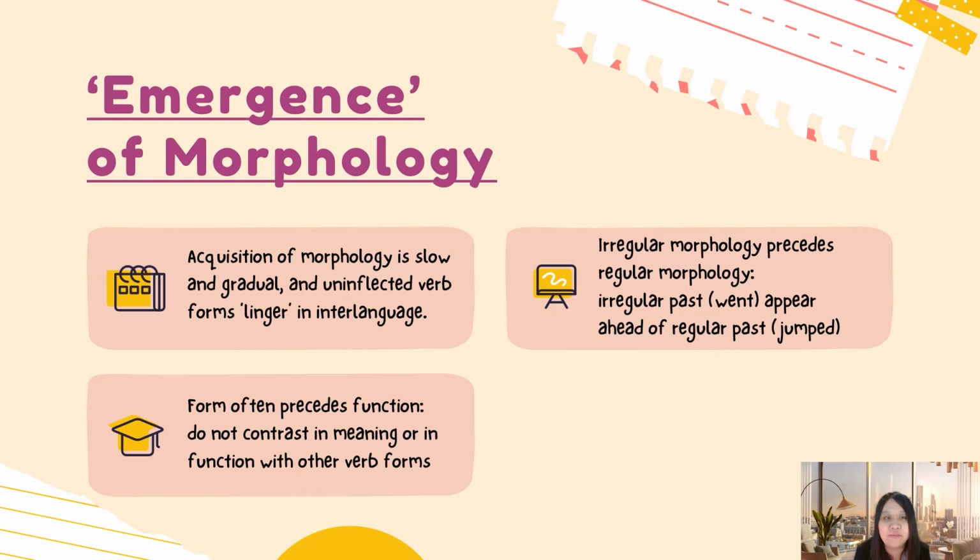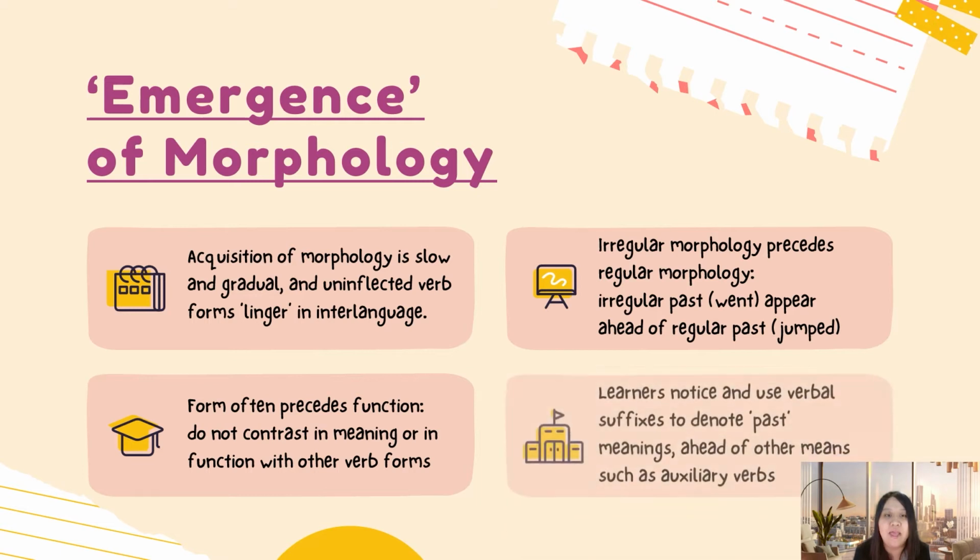The next principle is that form often precedes function. That is, verb inflections may appear which, to begin with, do not seem to contrast in meaning or in function with other verb forms that we use at the same time. And the last principle is that learners notice and use verbal suffixes to denote past meanings ahead of other means, such as auxiliary verbs.